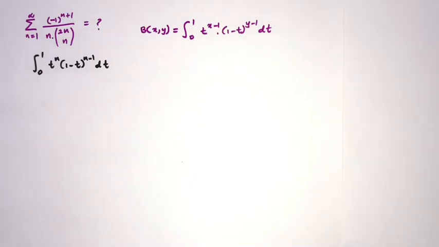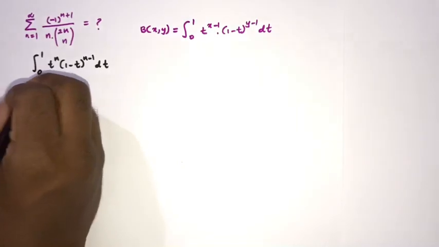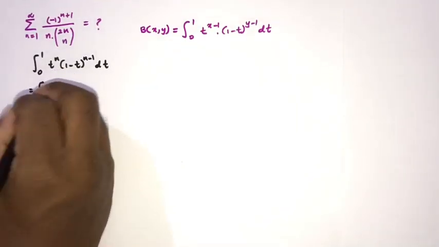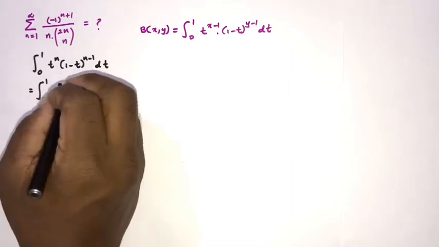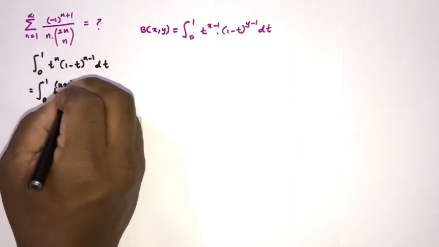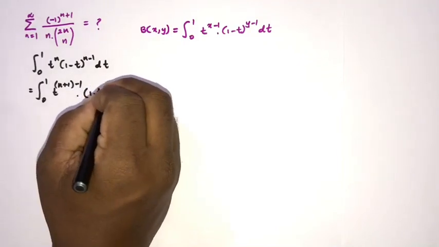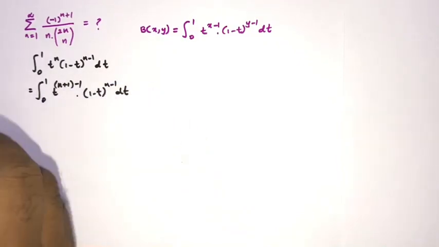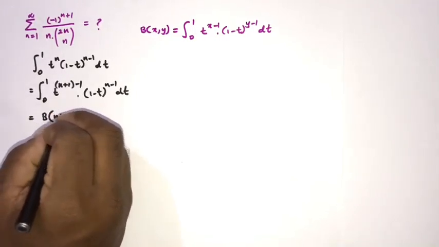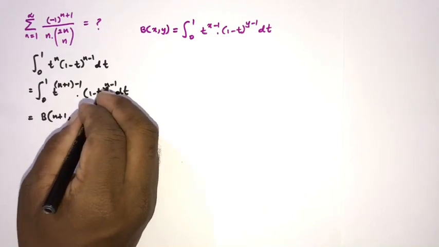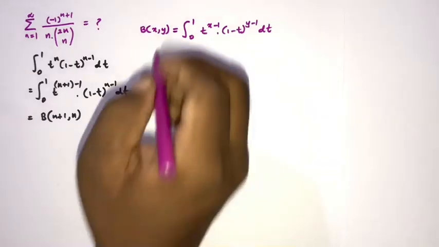Now here we have t to the n, but here x minus 1, so we can change the power to t to the n plus 1 minus 1. Then here we have (1 minus t) to the n minus 1 dt. Now we know this is equal to beta of n plus 1 comma n. Now we know the relation between the gamma function and the beta function.